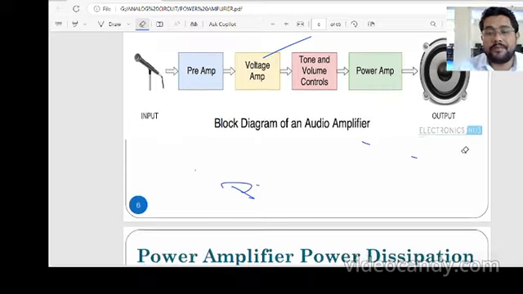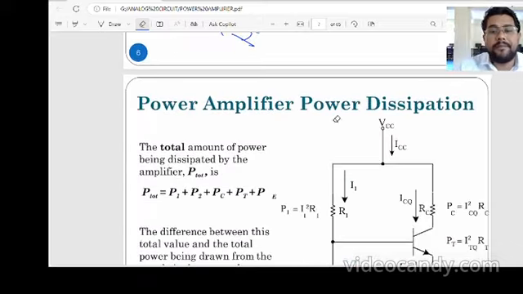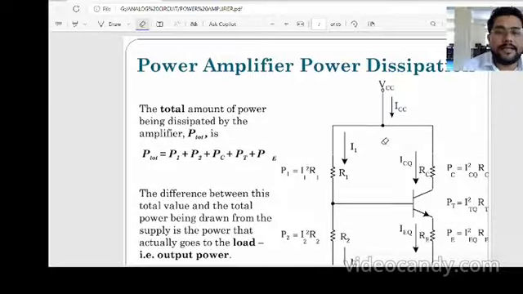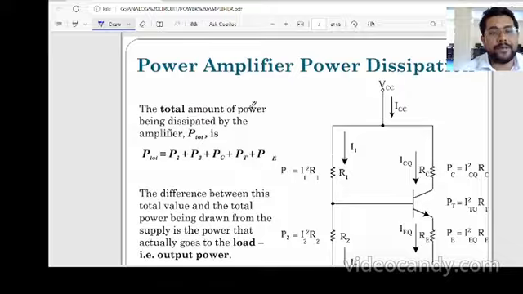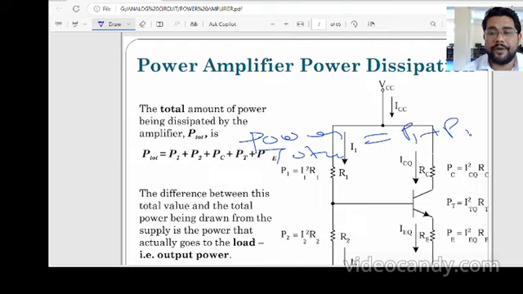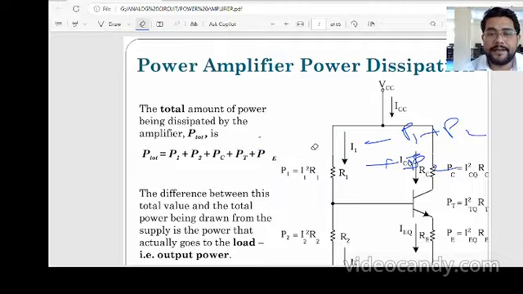Next we will discuss the power amplifier and how the power is dissipated. In an amplifier, the total power dissipated in a series circuit or parallel set must be added. So how can we calculate it? The total power P total equals the individual powers P1 plus P2, wherever power is dissipating. That power is added directly in the circuit.